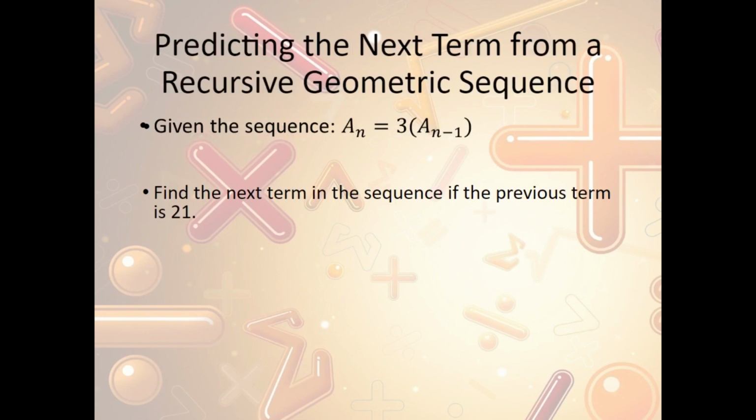So let's look at an example here of working with recursive formulas. So we have a_n is equal to 3 times a_(n-1). And we know that the previous term is 21. So we plug 21 in here. So we get a_n is equal to 3 times 21. Well, we know that 3 times 21 is 63. So a_n is equal to 63.